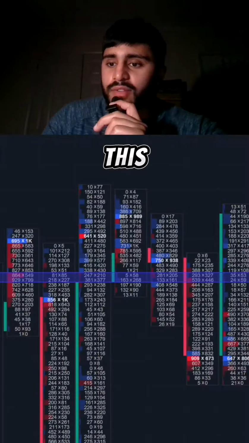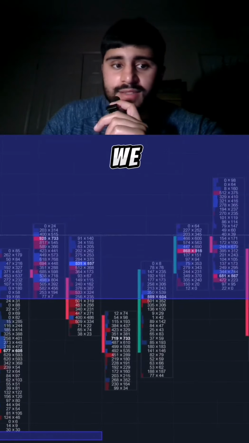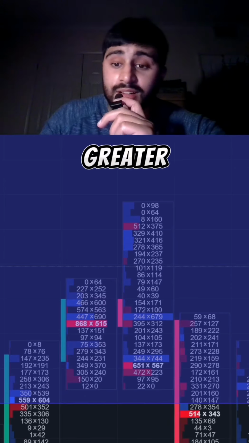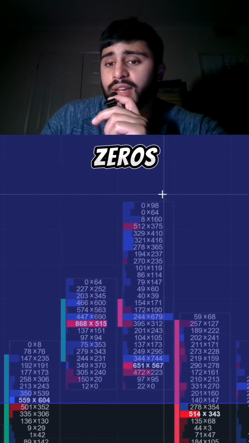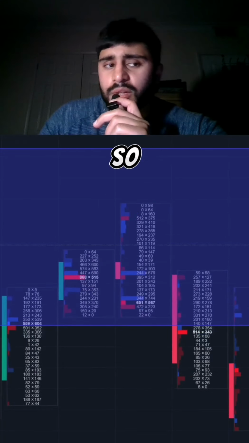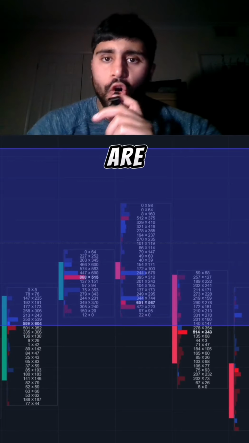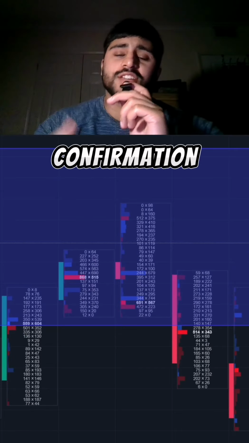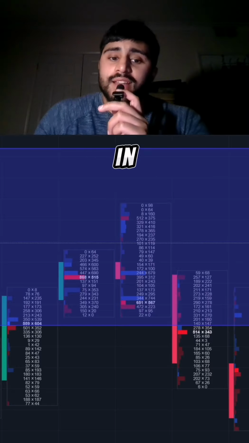Now, when we look at this fair value gap in a lot more detail, what we can see is the final rejection gave a zero. In fact, we had two zeros, which is an even greater confirmation. We saw two zeros over here, 98 and 64 for zero. So whenever you're trading, you want to see where the zeros are on the delta or the volume, and you want to use the zeros as a greater confirmation as to whether the price is actually going to reverse in that favor.